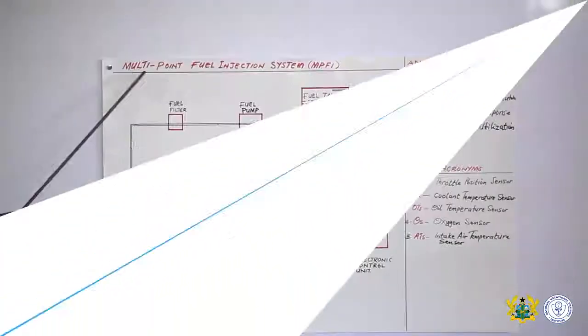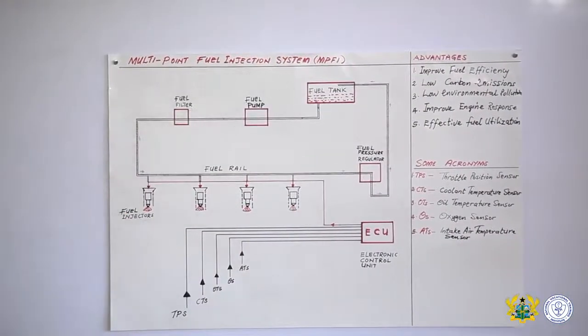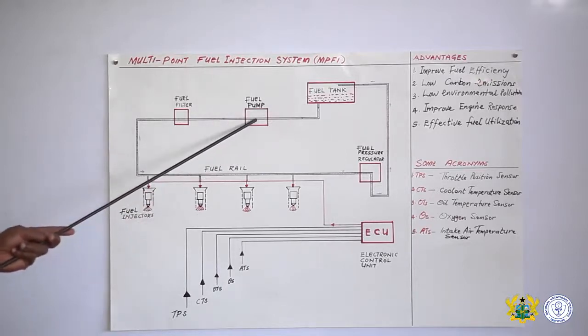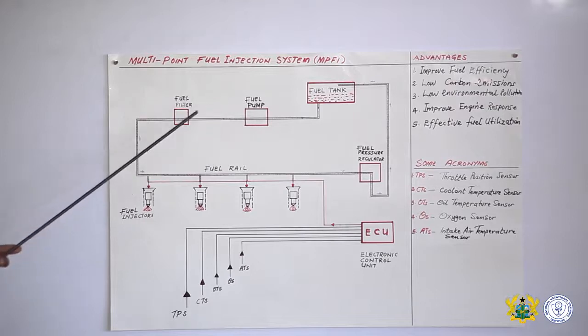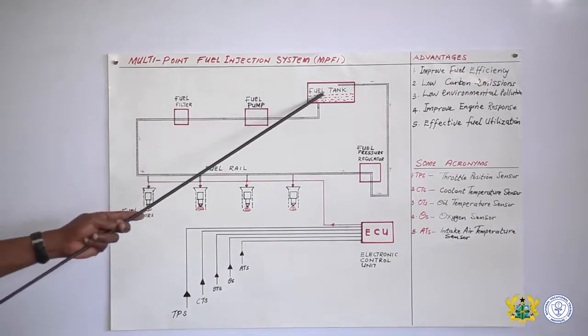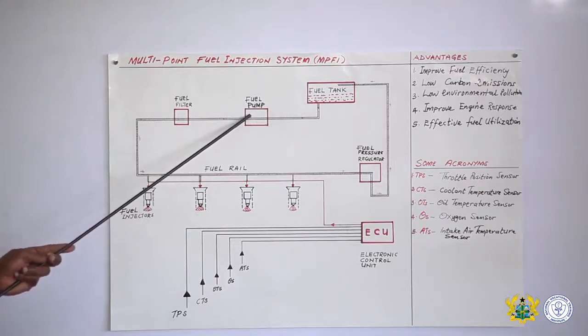On your screen is the diagram of this system, which I would like to take you through. This is a multi-point injection system. This is a fuel tank. This is a fuel pump. And this is a filter. The fuel is drawn from the tank by the electric pump.